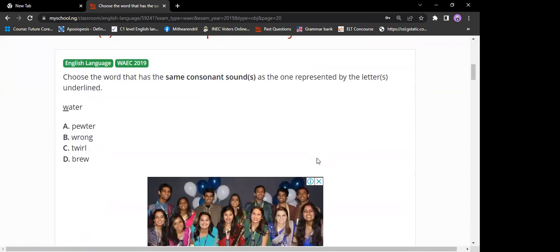Okay, we have water, or what some people pronounce as water. So we are looking for the one that pronounces the sound. We have the pewter, we have wrong, we have 12, and we have drew.